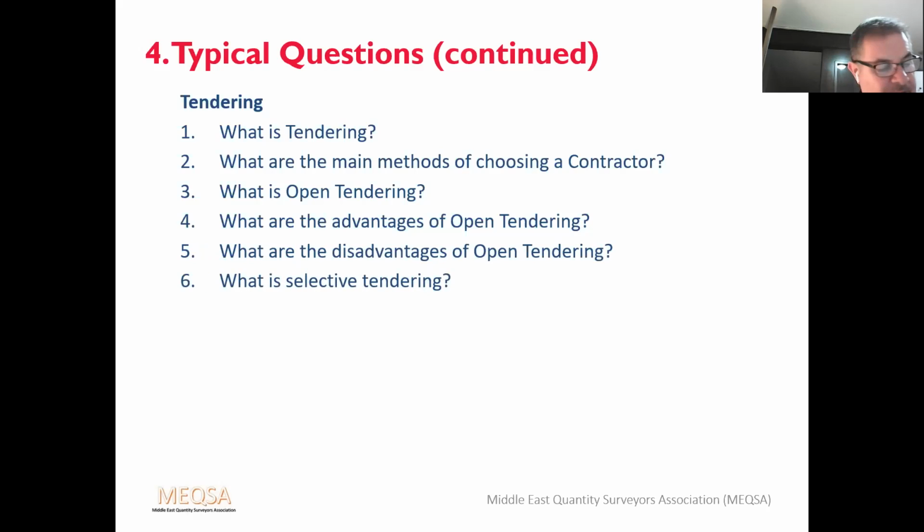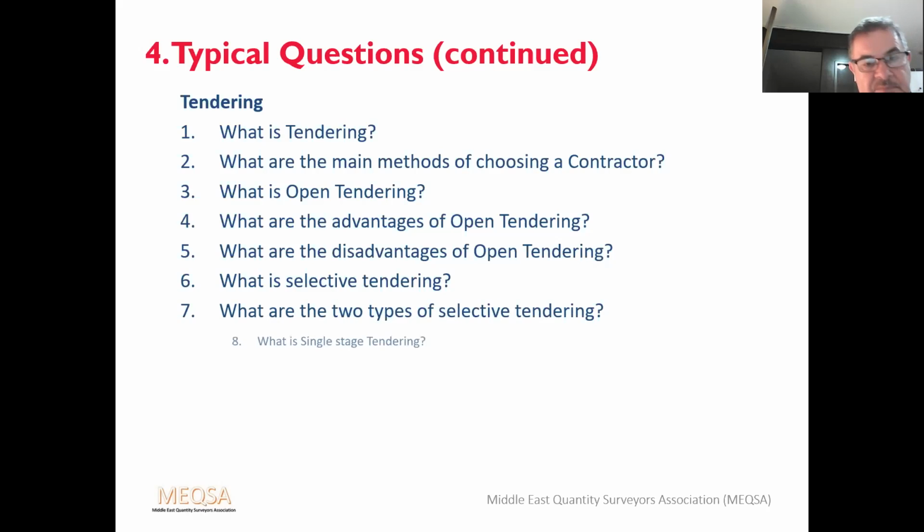What is selective tendering? Selective tendering restricts the number of tenders by pre-selecting a limited number of contractors to tender for the work. What are the 2 types of selective tendering? Well, single stage and 2-stage. So then that will lead on to, so what is single stage tendering?